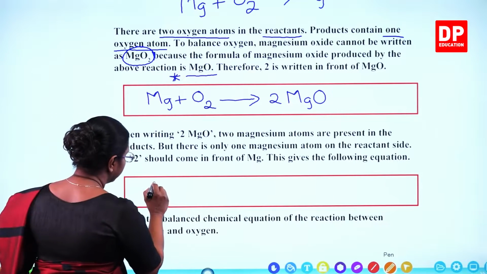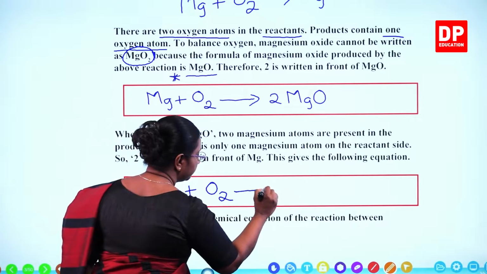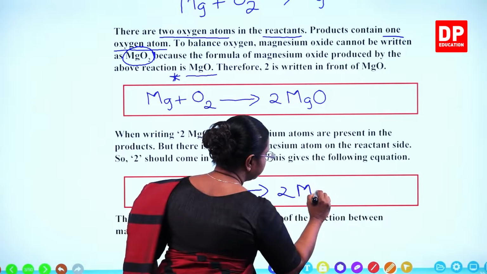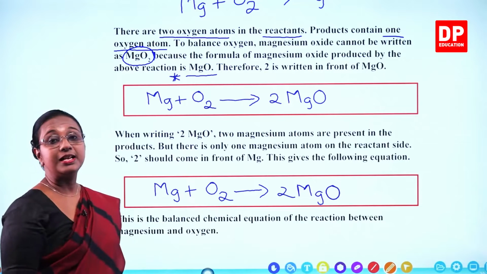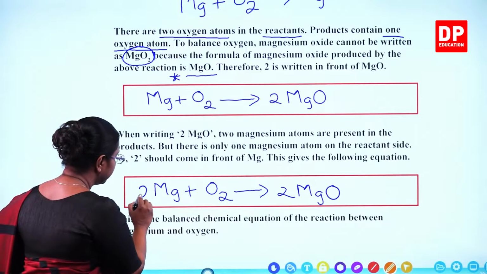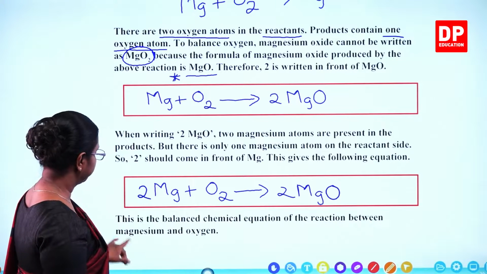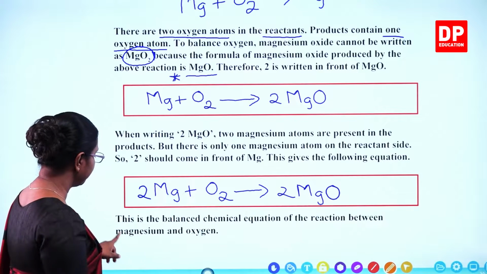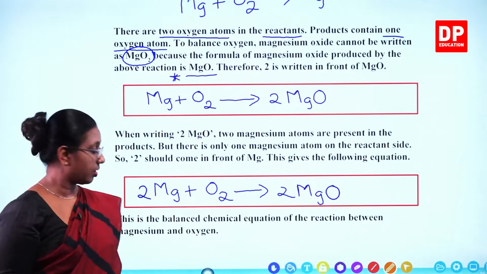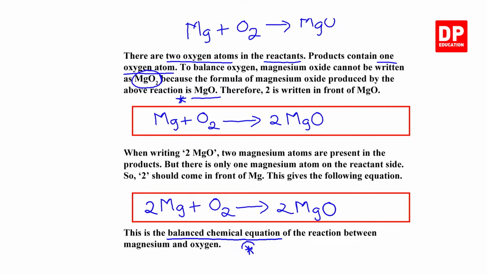So what did we do? We had the reaction like this. Mg plus O2 to MgO. That is this reaction. So in order to balance magnesium, we write a 2 in front. Now if you check, this is the balanced chemical equation of the reaction between magnesium and oxygen. The term balanced chemical equation, you have to remember that, student.